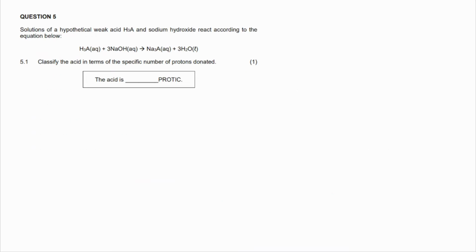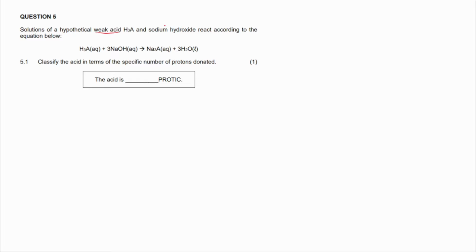For question 5, they say solutions of a hypothetical weak acid H3A. Very important, it's hypothetical. Obviously we don't have element A on the periodic table, so it's just a hypothetical weak acid. It's a weak acid, that's probably important. And sodium hydroxide, we should know that is a strong base. From theory, it's a group 1 metal hydroxide. And they react according to that equation over there.